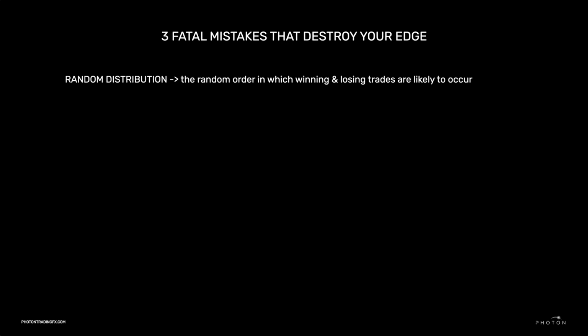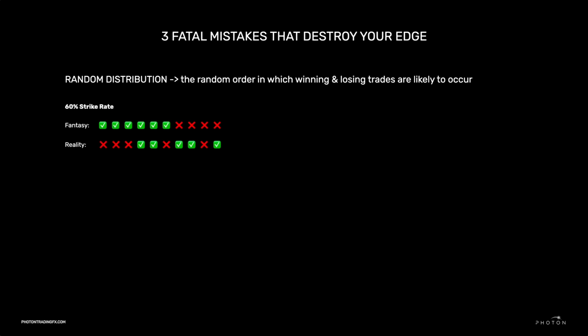So the final piece of the puzzle to truly understanding probability and profitability in trading is random distribution. Now, random distribution is the random order in which winning and losing trades are likely to occur. So essentially the sequences of our wins and our losses. And I believe that a lack of understanding in this very concept is a significant part of why so many amateur traders lose confidence and ultimately lose money in the market.